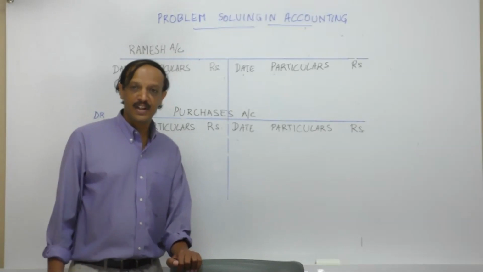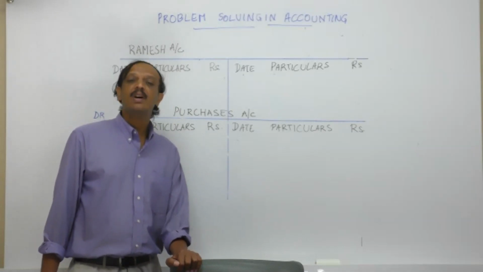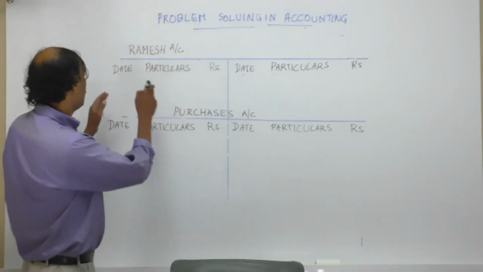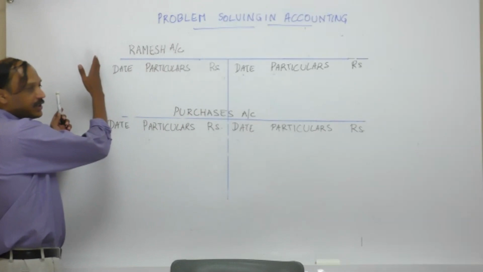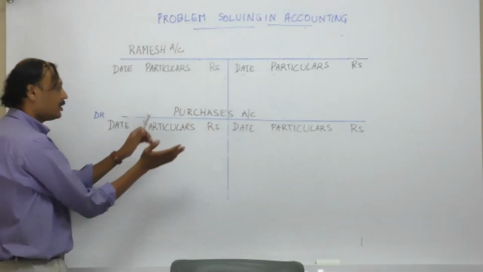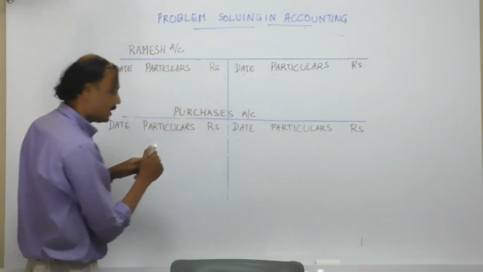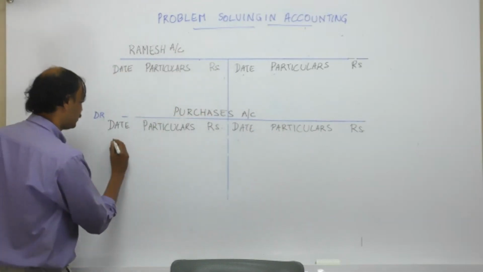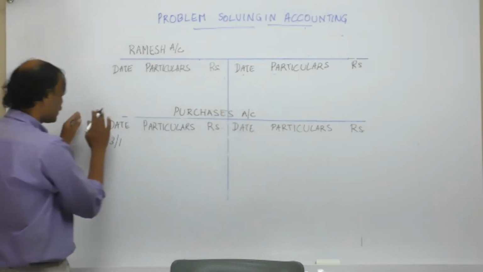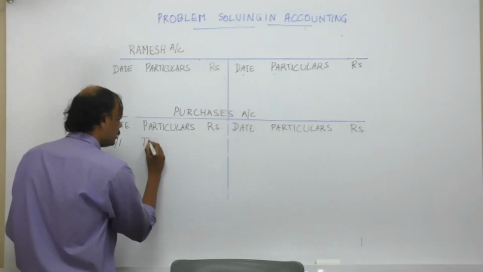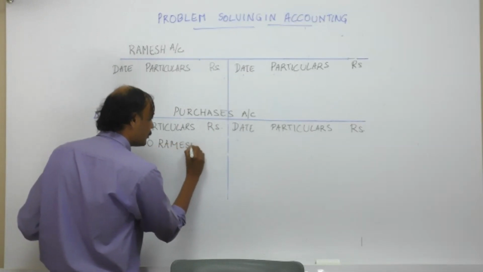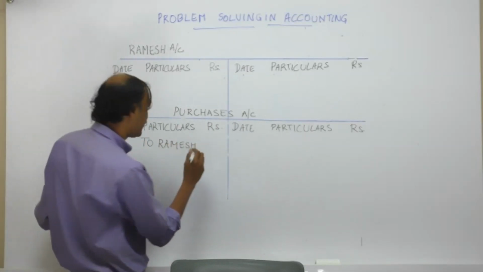If you check the journal entry for this, it should be purchases account debit to Ramesh account. The same way that you need to post here: the left-hand side is debit, right-hand side is credit. You have purchased goods from Ramesh. You need to debit the purchases account. This happens on the 3rd of January. To Ramesh. The amount is 5,000.